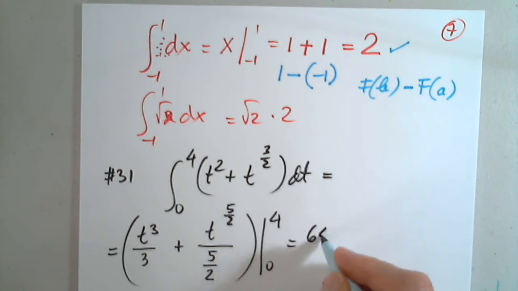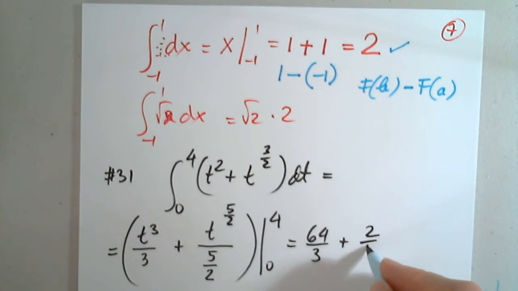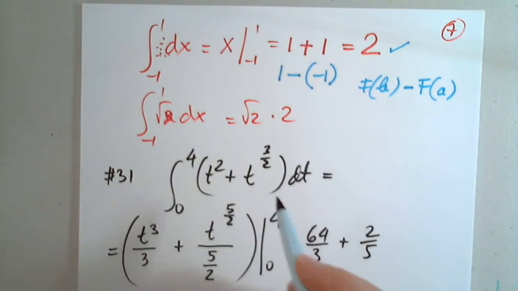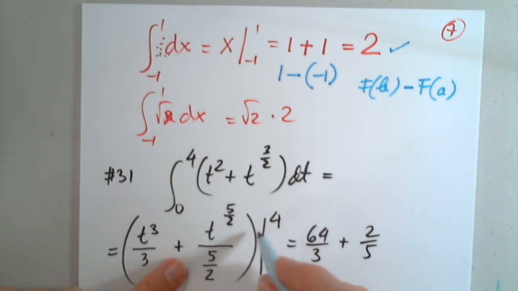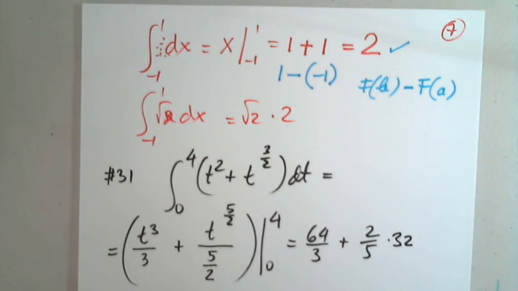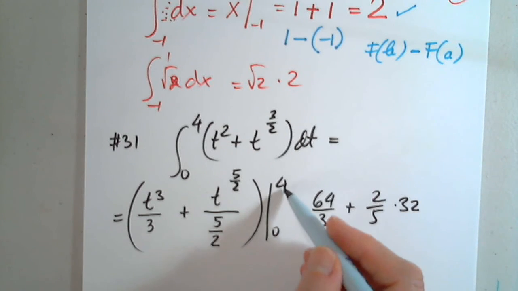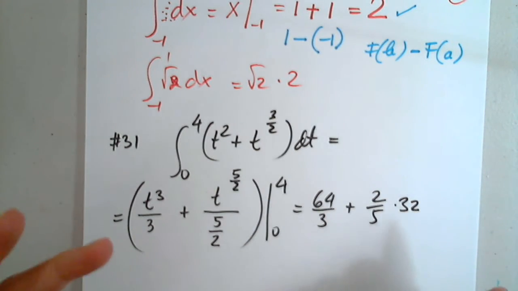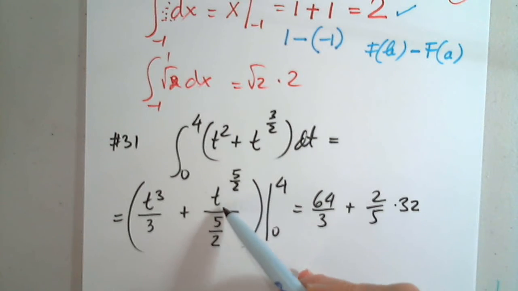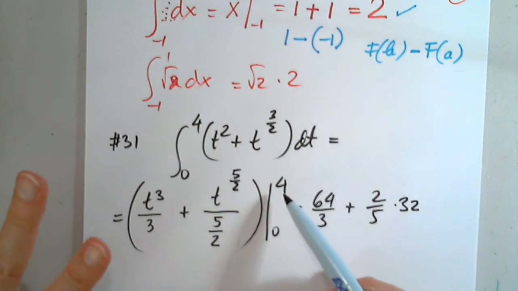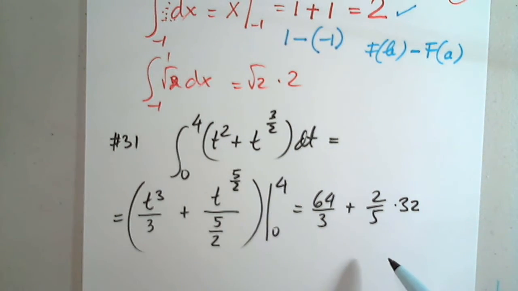4 to the 3rd, 64, divided by 3, plus I flip 5/2 into 2/5. And then I plug in 4. But here's what I do. First I take the square root of 4, which is 2, and 2 to the 5th is 32. Another way would be to just plug in the calculator and take 5/2. That's the same thing, but of course I will always take the square root of 4, which is 2, and 2 to the 5th is 32.